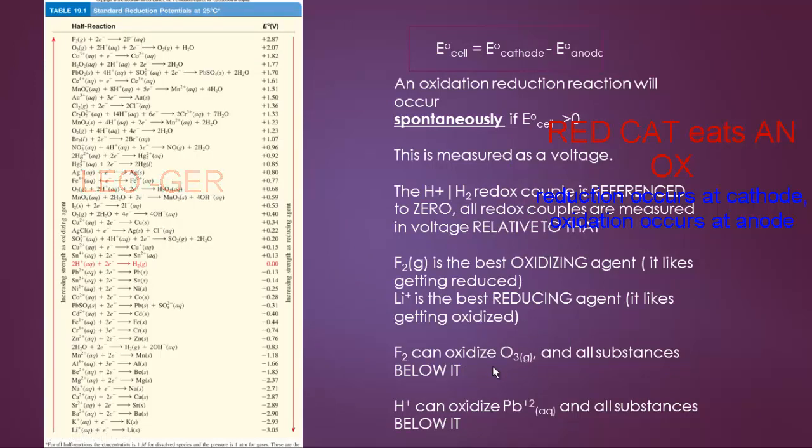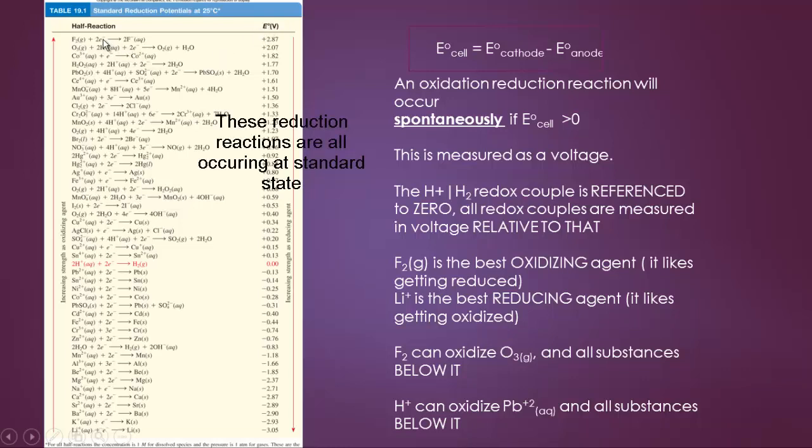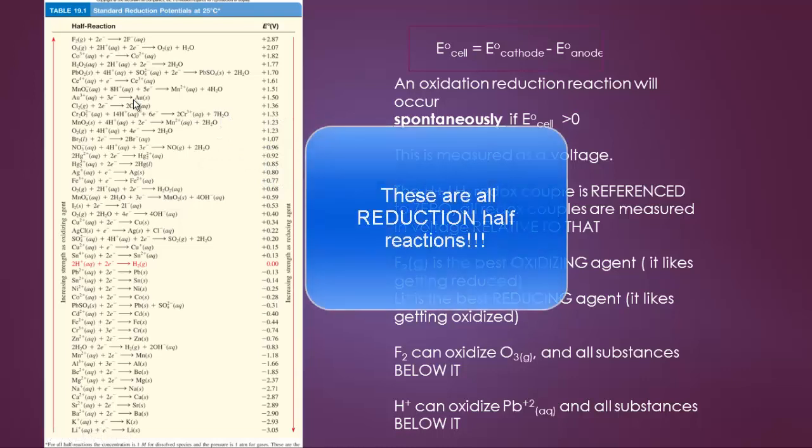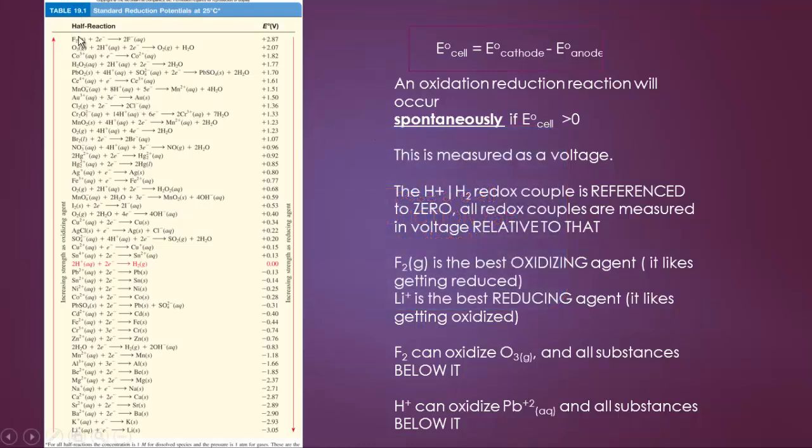This will be a very important sheet to bring to the exam for this chapter. This is the standard reduction potential table at 25 degrees. So a couple of important points here. First and foremost, this is at standard state. You can tell by that naught symbol. The second important point is that all of these are reduction half reactions. So remember, a full redox reaction is an oxidation half reaction and a reduction half reaction. What you see here are all just reduction half reactions.